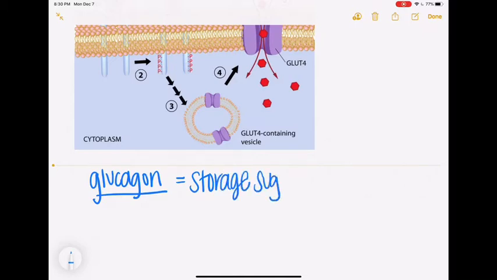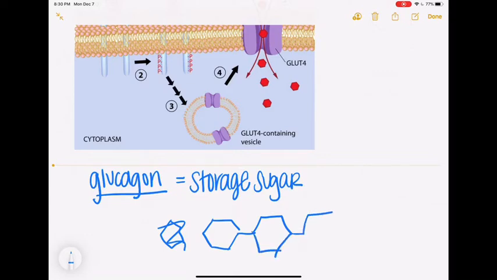All right? And so kind of think of it as, I'm not a very good hexagon drawer. That is not a hexagon, sorry. Hexagon. Okay, remember glucose is a 6-carbon sugar, right? C6H12O6. So here's some glucose. There's glucose, glucose, glucose. And so you string a bunch of glucoses together and you get glucagon. That's what happens here. And so this whole thing is a glucagon, a bunch of glucoses strung together. And it's used to store sugar.